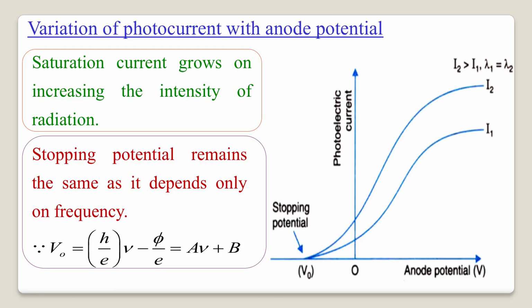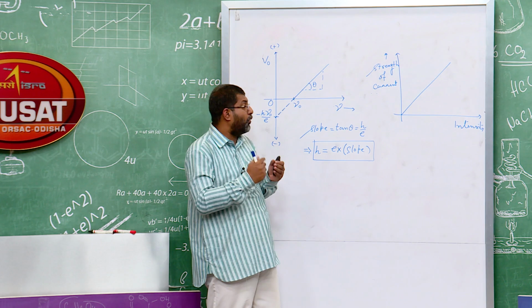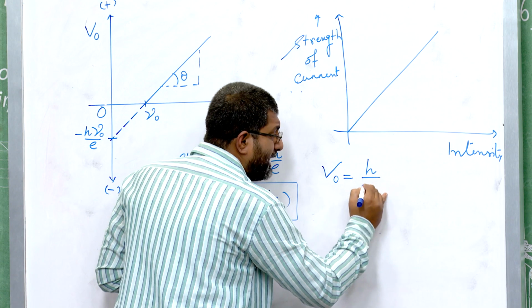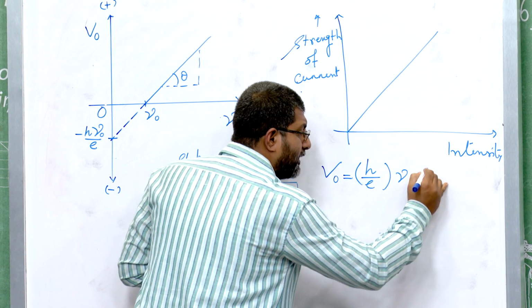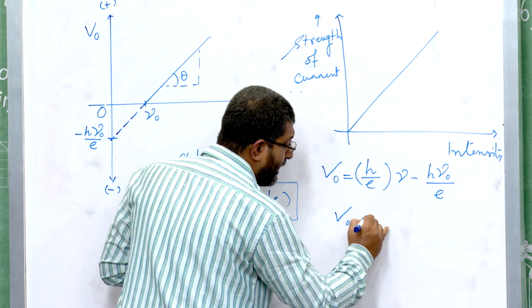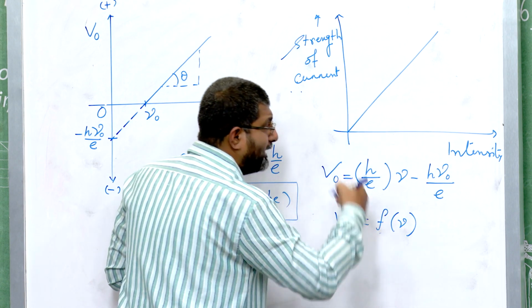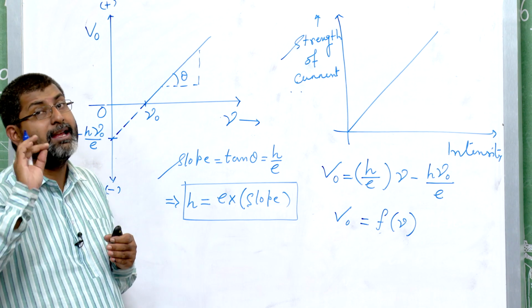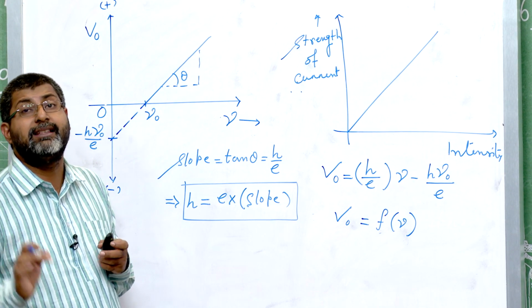Secondly, we can say that if we go on increasing the intensity of radiation, there will be a growth in saturation current with the increase in intensity, but since stopping potential only depends upon frequency, even if the intensity of radiation changes, the stopping potential remains the same. Why? Because we know that V0 equals h by E into nu minus h nu 0 by E. Since V0 is only dependent upon frequency, and since frequency remains constant, the stopping potential remains the same irrespective of the intensity of incident radiation.